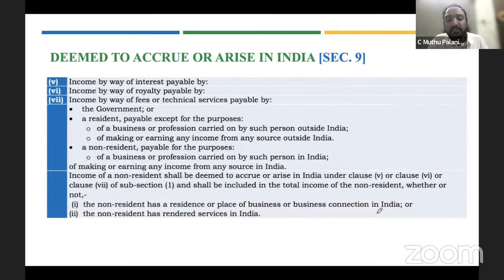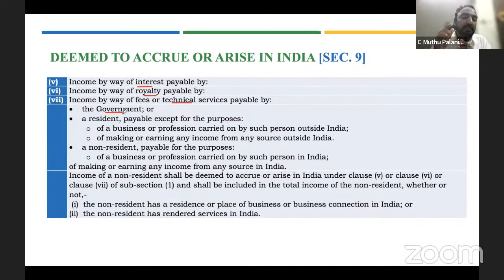There are three more things that we need to discuss. There are three components which are called interest, royalty, and fee for technical services. For these three services, there are certain conditions. It is always not taxable. It is always not deemed to accrue in India. There are situations where it will be deemed to accrue in India. What are the situations? Payable by government to a non-resident. Payable by government. So where is India here? India is in the government. Payable by the government to a non-resident is deemed to accrue or arise in India.